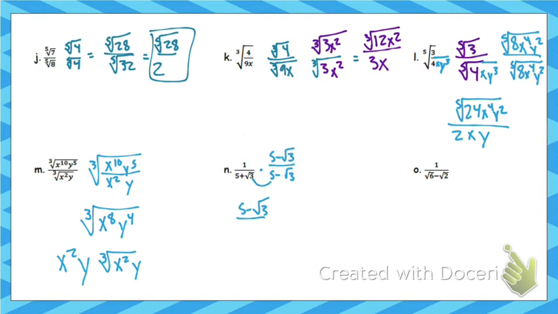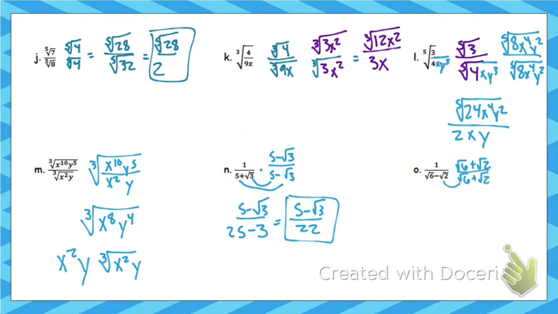And the reason I do that is because that 5 root 3 and negative 5 root 3 will cancel. So I'll just have 25 minus 3, which is 5 minus root 3 over 22. Same thing here, multiply by the conjugate, root 6 plus root 2. We multiply that by the conjugate because the middle terms cancel. So I get root 6 plus root 2 at the top, and then I have 6 minus 2 at the bottom.